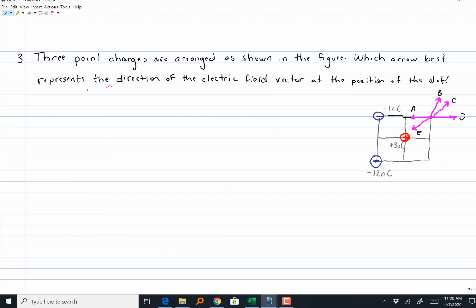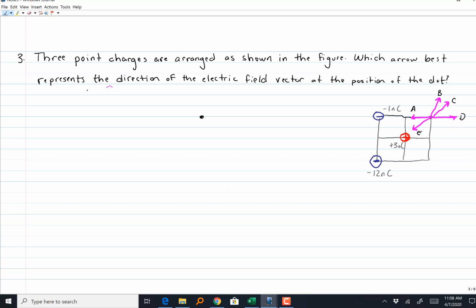All right, for the third question, we've got these 3 point charges as shown in the figure, and which arrow, A, B, C, D, or E, is going to best represent the direction of the electric field vector at the position of the dot. All right, so one of the first ways that we can start to analyze this problem is just by creating this free body diagram analog where we're looking at the direction of the electric fields from these three charges.